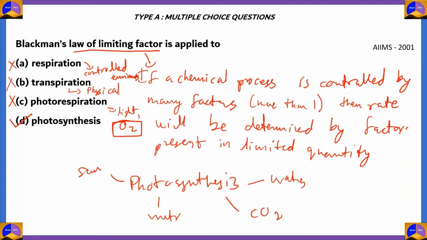The right answer is option D, photosynthesis. It is dependent on a variety of factors, and if one of them has a lesser quantity, then the rate of photosynthesis will be affected by it. It has been found experimentally.